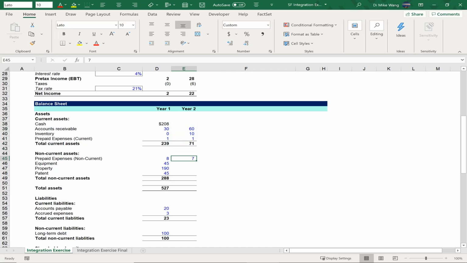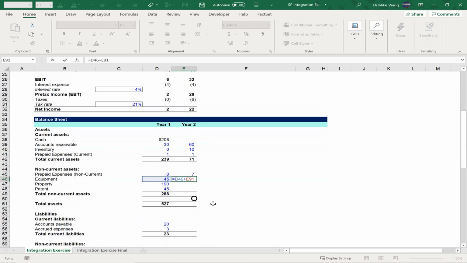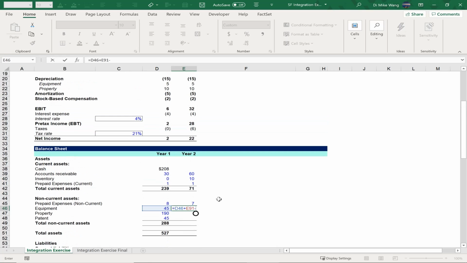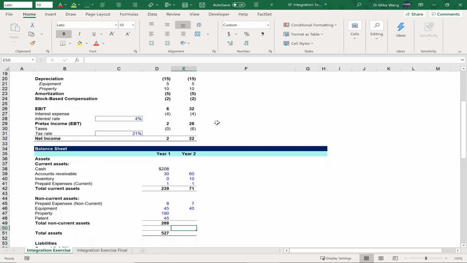Moving on to equipment. So equipment is calculated as prior year's equipment number plus our new addition to equipment, and our new addition to equipment, we're going to link from our cash flow statement. Okay, minus our depreciation amount for equipment. So right now it's 40. That's going to change once we fill out the rest of our statements.